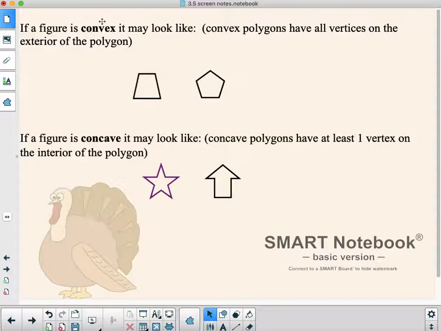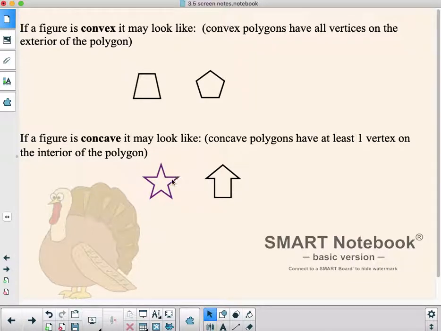A figure can be convex or concave. If your polygon is convex, that means that you can draw a circle around it and it hits all the corners, all the vertices. You don't miss any. Whereas if your figure is concave, if I were to draw a circle around this figure, I would miss these 5 vertices in the middle. They wouldn't be able to touch that circle that I drew around the outside.